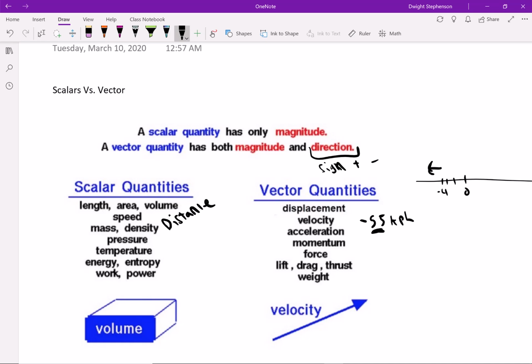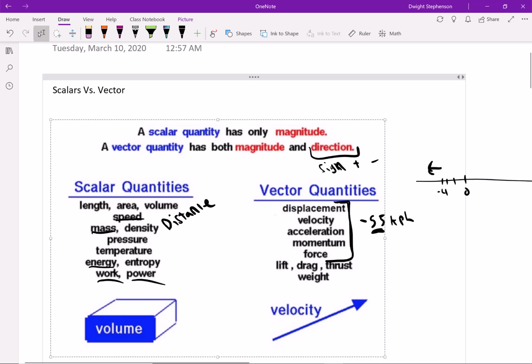In this course, we'll be talking about all of these things here, as well as over here we'll be talking about mass, speed, work, power, energy, and all those things you're going to need to understand when you're working with a scalar and when you're working with a vector. So we're talking about motion.